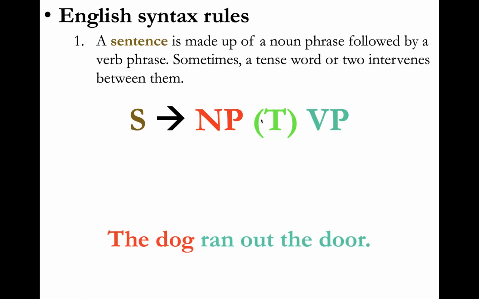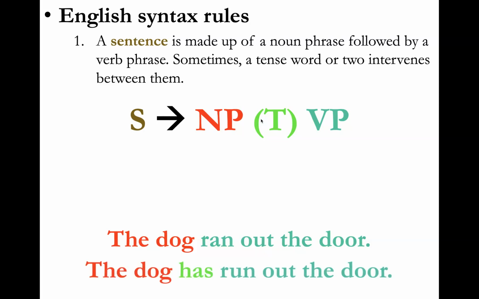So, some examples. All right. The dog ran out the door. That is, you have a noun phrase, the dog, and you have a verb phrase, ran out the door. We'll talk about what constitutes a noun phrase and a verb phrase in the ensuing slides. Here's another example. The dog has run out the door. Here, has is a tense word. You need that tense word in order to make the present perfect tense in English. So has is there. That's what it looks like.